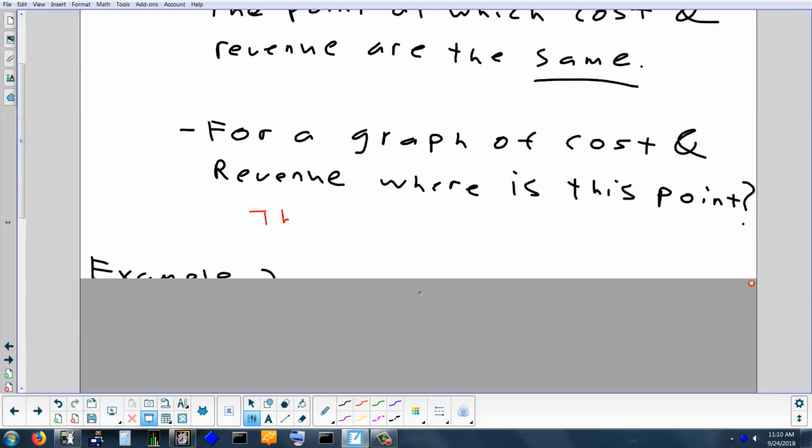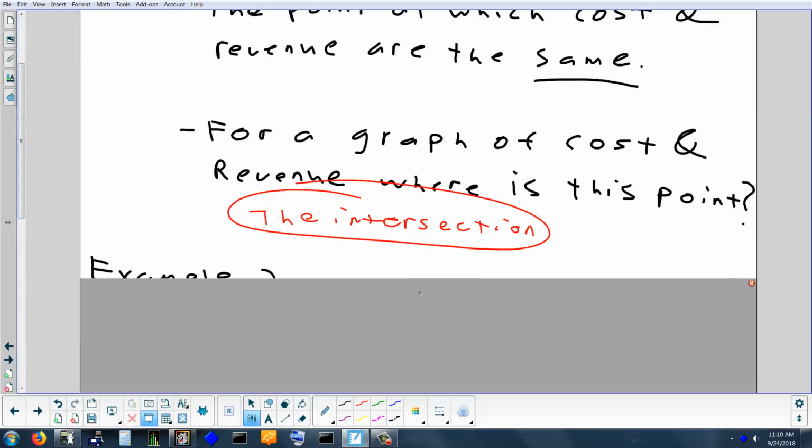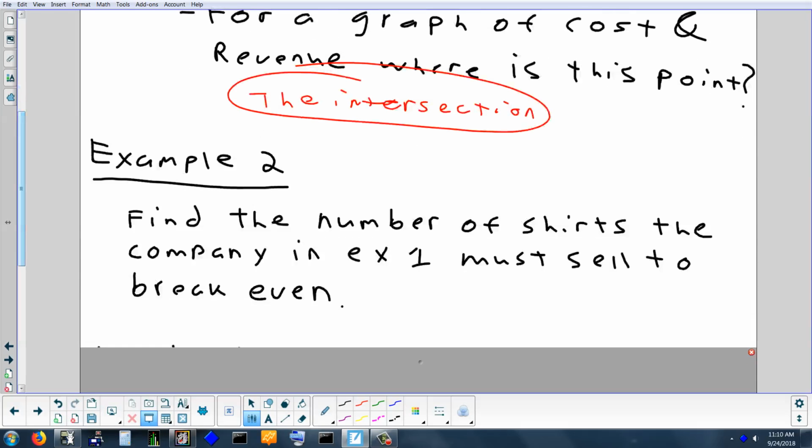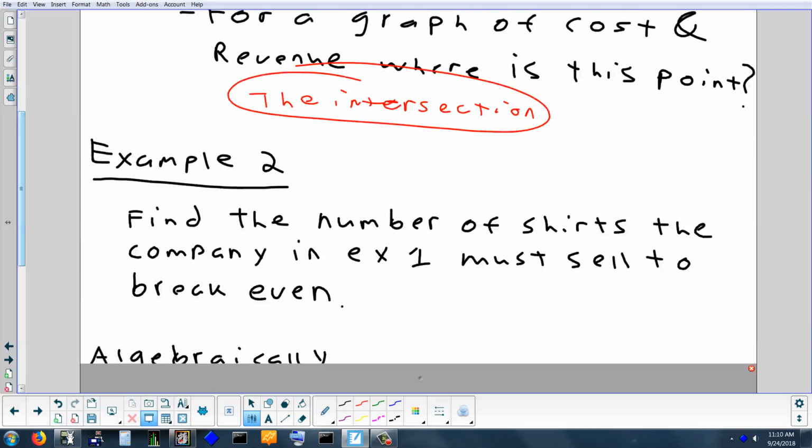So where is this point? It's the intersection. Okay, so it's the intersection. So let's take a look and see if we can answer this. Find the number of shirts that the company has to sell to break even.